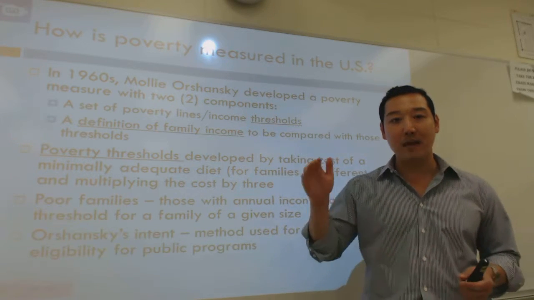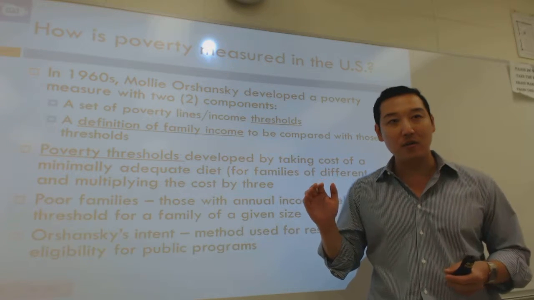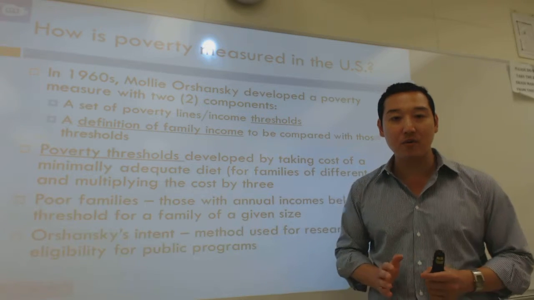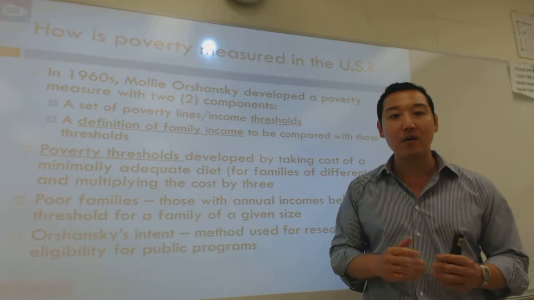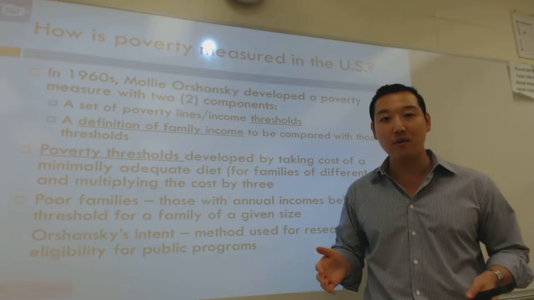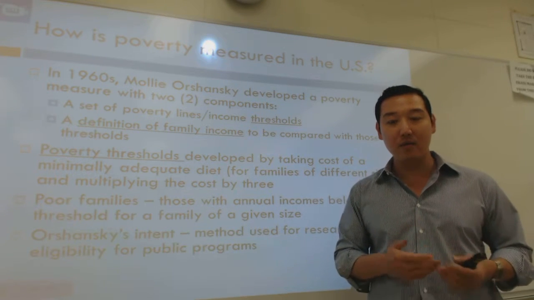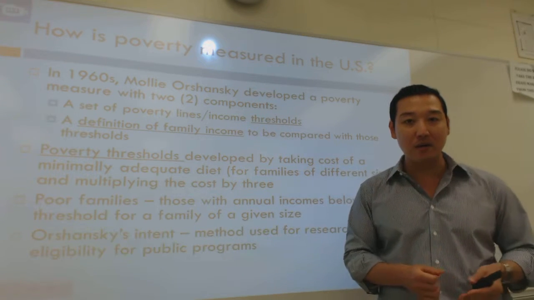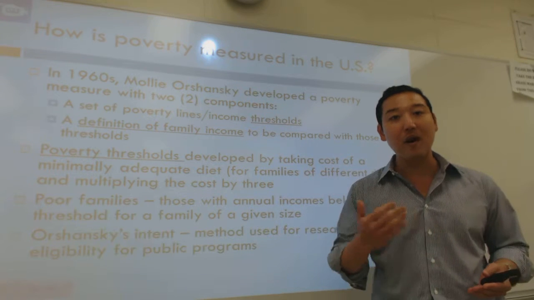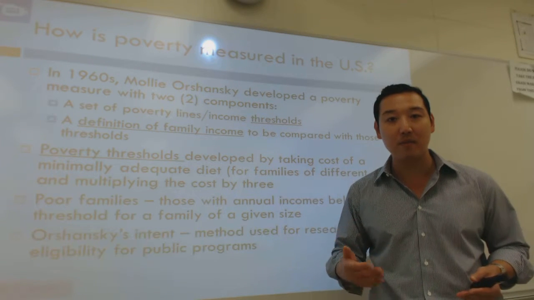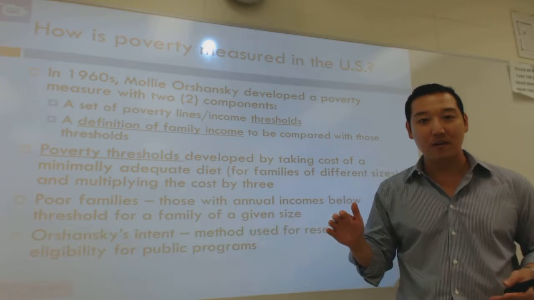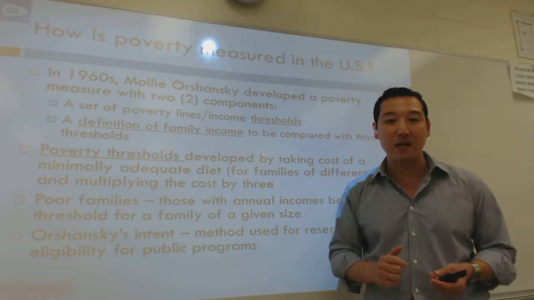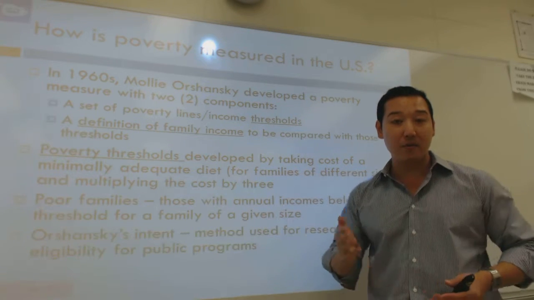In terms of that threshold, what she did to determine it was take some existing research at the time, which was showing that families typically spend about 1/3 of their entire budget on food. So she took the USDA food budgets, took the lowest cost food budget, and multiplied that cost by 3 under the assumption that food comprised 1/3 of a family's budget. And that was our very first poverty line, or poverty threshold. Of course, that threshold was adjusted for different family sizes. That's how she came up with our very first poverty threshold.